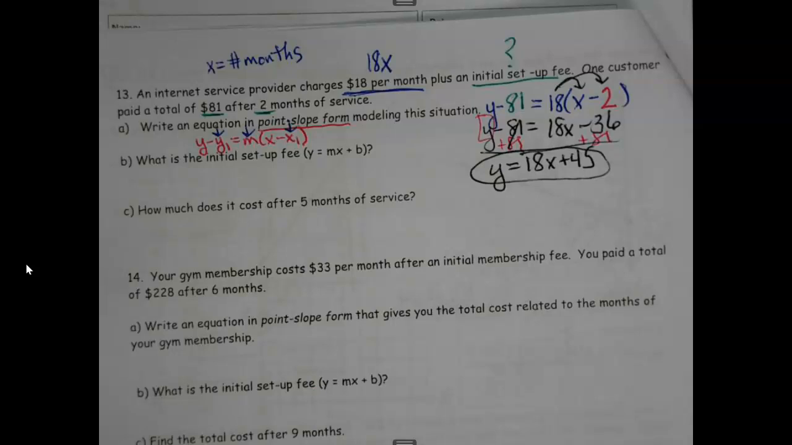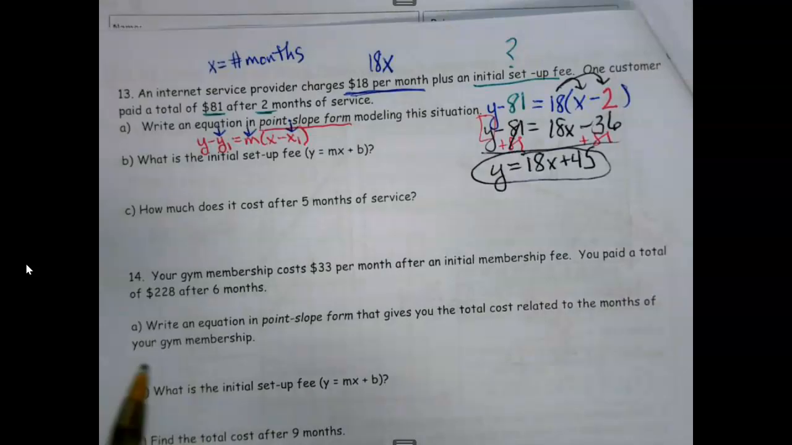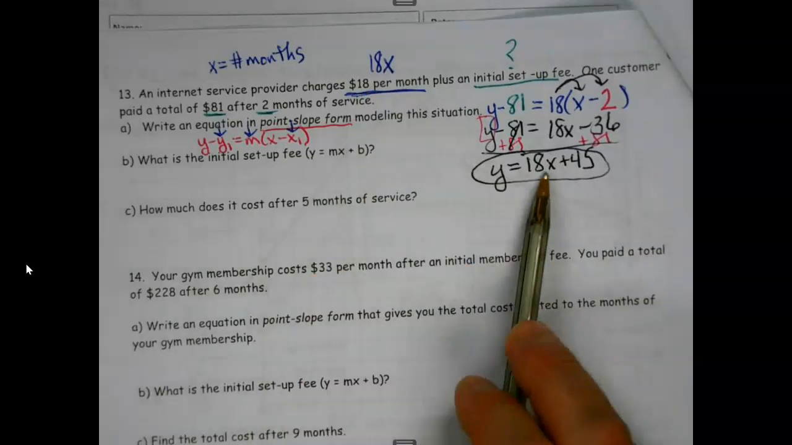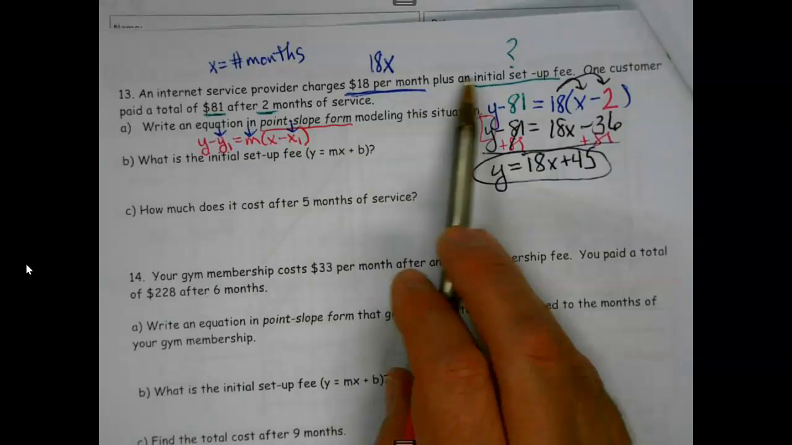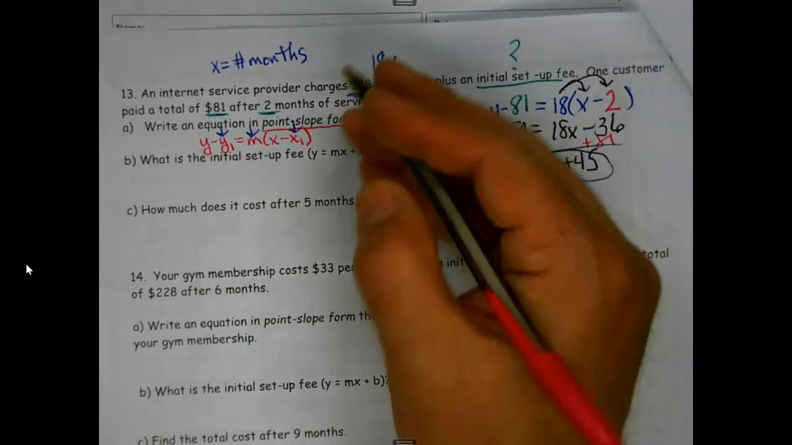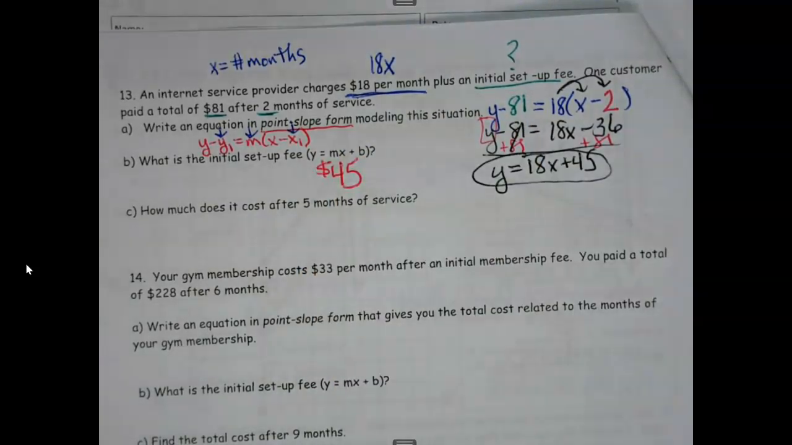Now, is the equation the only thing I need here? No. It gives me the answer I need, though. $18 a month, that's right here, plus the initial setup fee. Oh, the plain number. My setup fee was $45. They didn't tell me that. I was able to figure that out by plugging in the other information I had since they didn't give it to me right away.